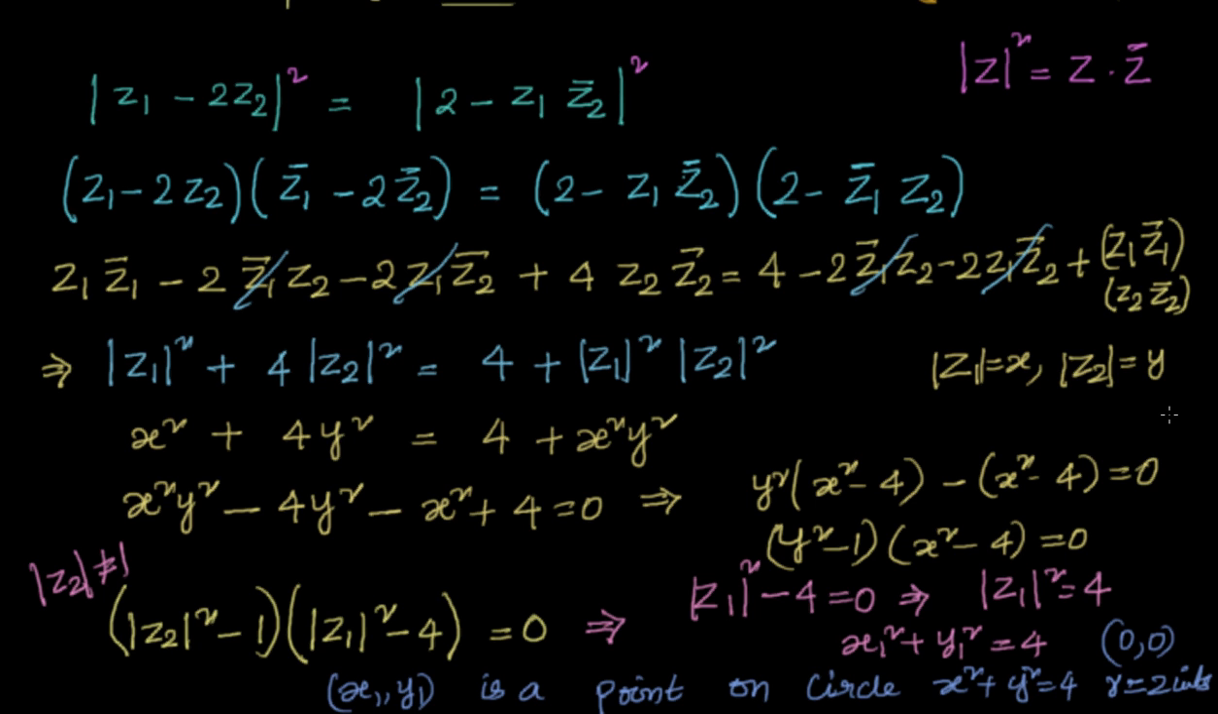So if it's a multiple choice question, you will look for an option where it says that it is a point on a circle with radius of 2 units. So that's the solution.